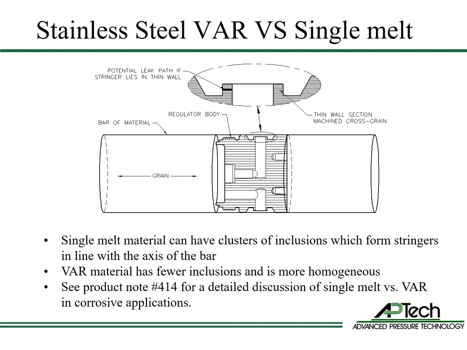The stainless VAR secondary remelt material used in the AP series products has much lower levels of inclusions, making it a better choice for corrosive applications due to the lower sulfur level. See product note number 414 for a more detailed look at using single remelt versus VAR in corrosive applications.